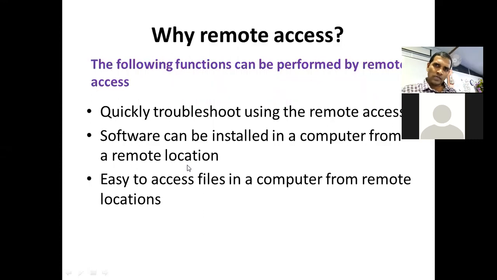Assume that he has the software also. If both of you have internet, it is possible to install that particular software in your computer without coming to your home, right? That is possible. It is because of internet, right? That is also one of the functions of remote access. The third one, that is a very common one, accessing files, right?